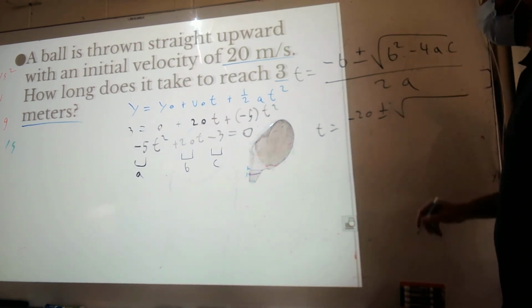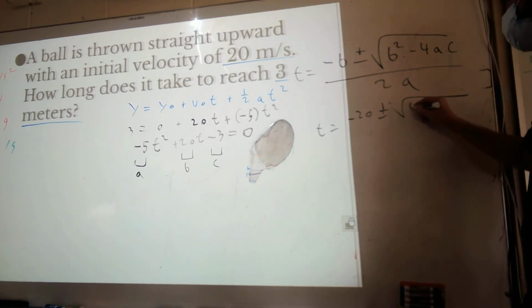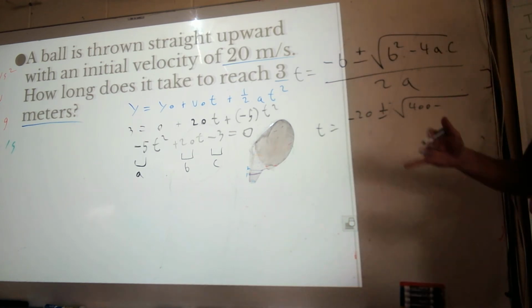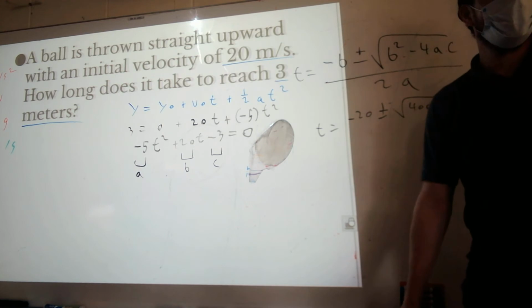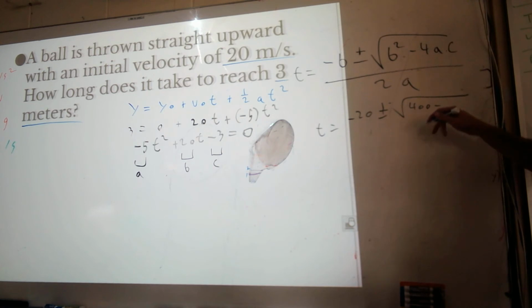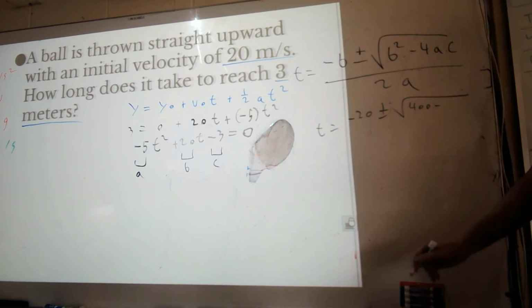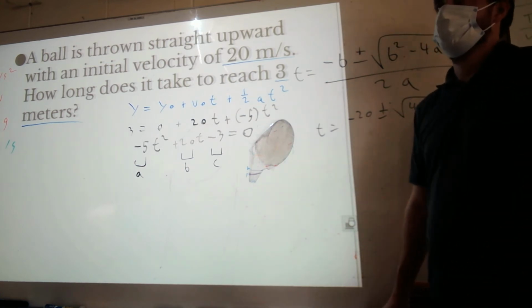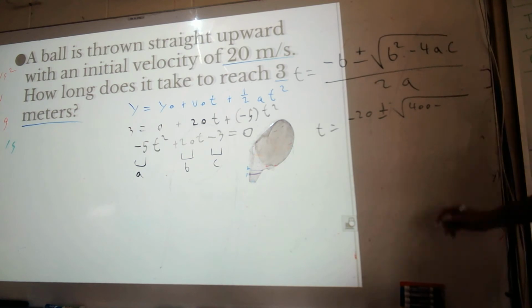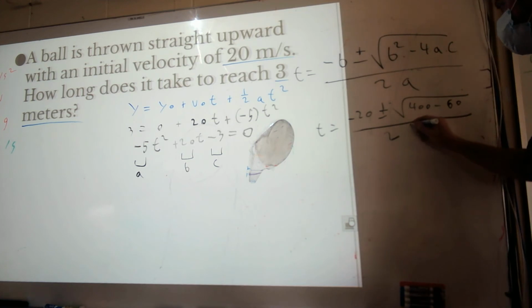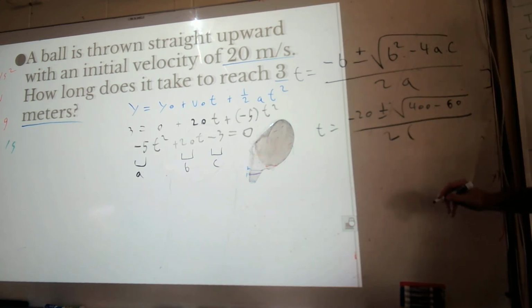the square root of 20 squared, which is 400, minus 4 times negative 5 times negative 3, right? Negative times negative times negative is what? Negative. So you get a negative, and then you can multiply the numbers: 3 times 5 times 4. 5 times 4 is 20. 20 times 3 is 60. Divided by 2 times a, which was negative 5.